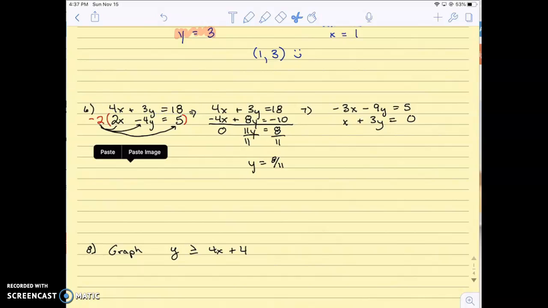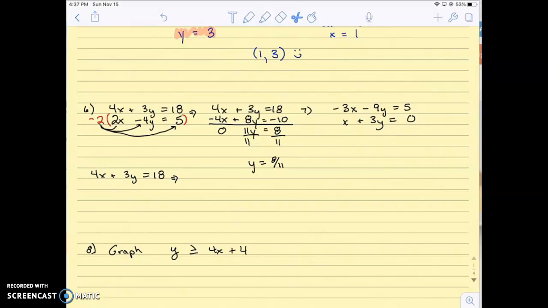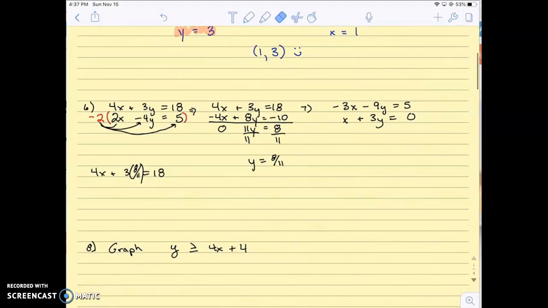So we're going to just go ahead and paste that. And what's cool here is we're going to take out the y, and we're going to replace it with 8/11. Kind of squished it in there, but you got it. Now use your calculator, right? So 4x plus 24/11 equals 8. And I'm going to subtract 24/11 from both sides.